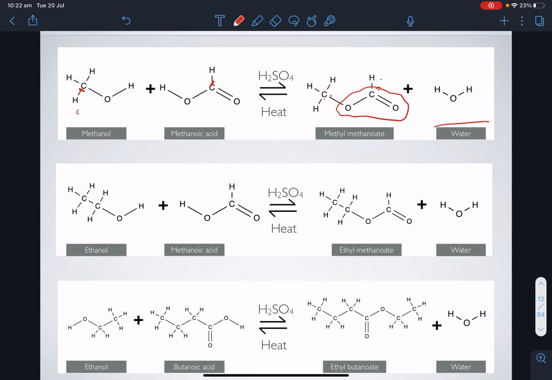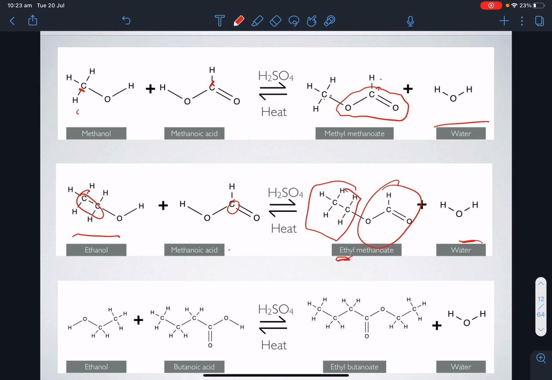Now I've got another example with ethanol, 2-carbon backbone with methanoic acid. What we're getting then is this side group being longer. Now we're getting ethyl methanoate. Okay. So the methanoate hasn't changed because I haven't changed the carboxylic acid. It's the ethyl group that's now changed, which originated from the alcohol. And we've also got the water left over there.